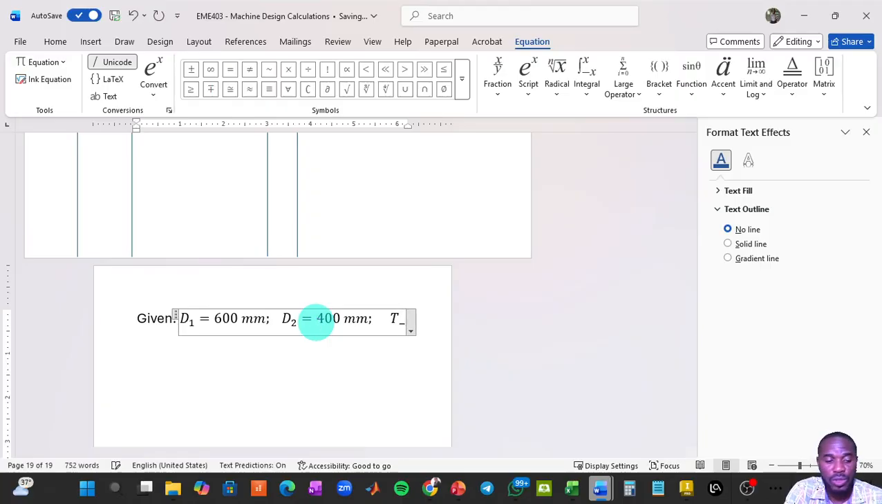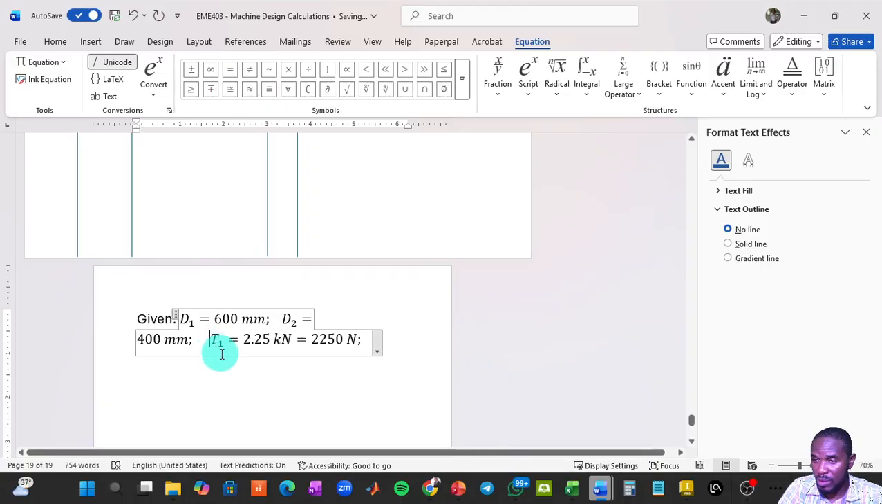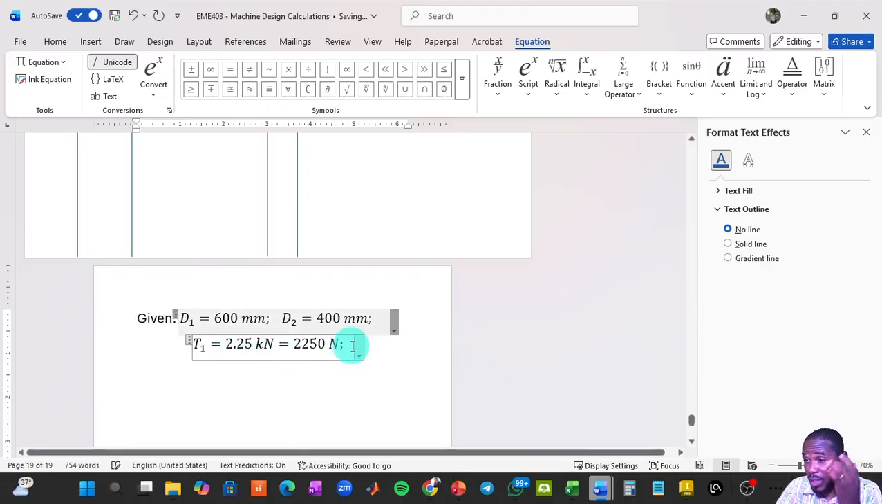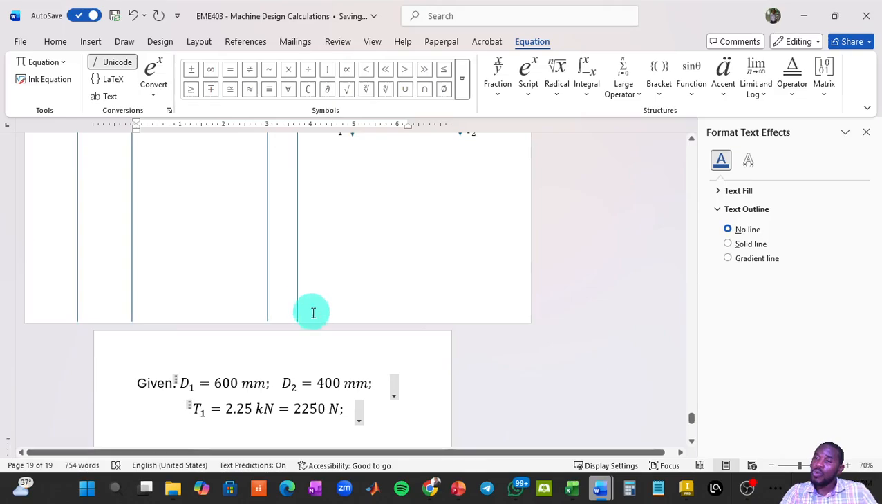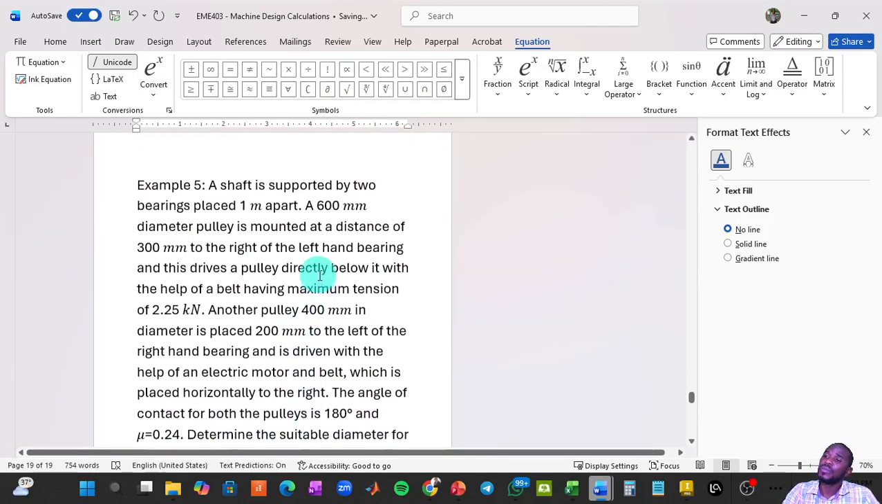Next, the tension in 1 is 2.25 kilonewtons, which is 2,250 newtons, right? We can bring this down like so. What else are we given?